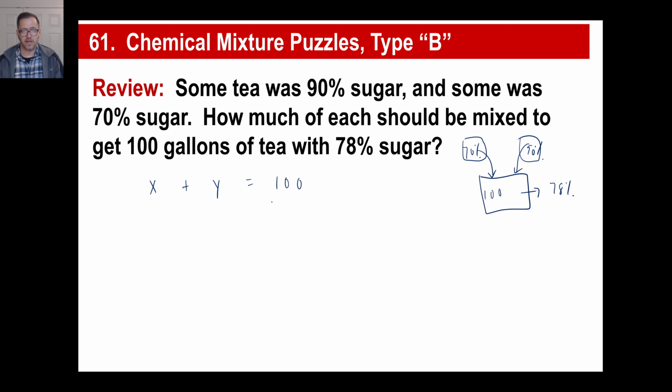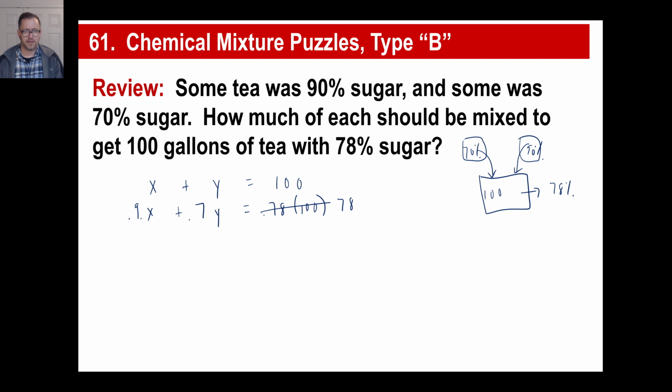The second thing is I'm adding something that's 90% to something that's 70%, and I'm getting something that's 78%. So again, we're going to go 0.9 times some amount we don't know, plus 0.7 times some amount we don't know, equals 0.78, but we know how much it's going to be of that. It's 100 gallons. So there we go, we got it. And all we need to do now is either eliminate or substitute. In fact, this will be 78, that's 0.78 times 100.